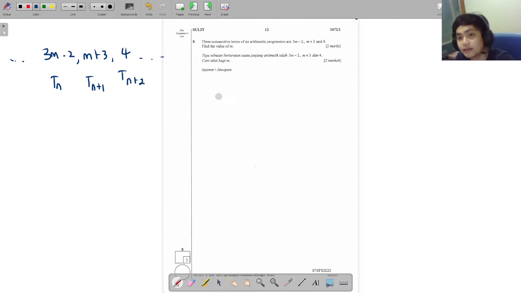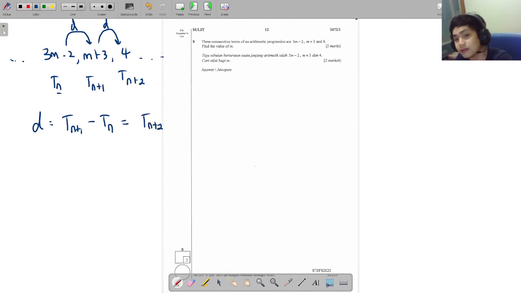Why? Because imagine if n is equal to 1, if you substitute 1, it's T1, T2, T3, and so on and so forth, right? So why do I need this? Because if they are consecutive, they have a common difference. To find the common difference, I can say it is Tn plus 1 minus Tn, which is also equivalent to Tn plus 2 minus Tn plus 1.